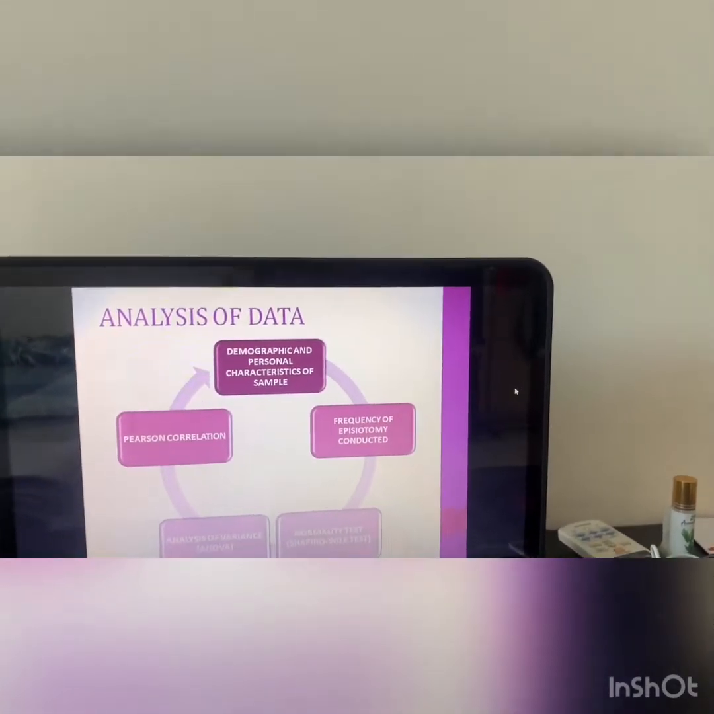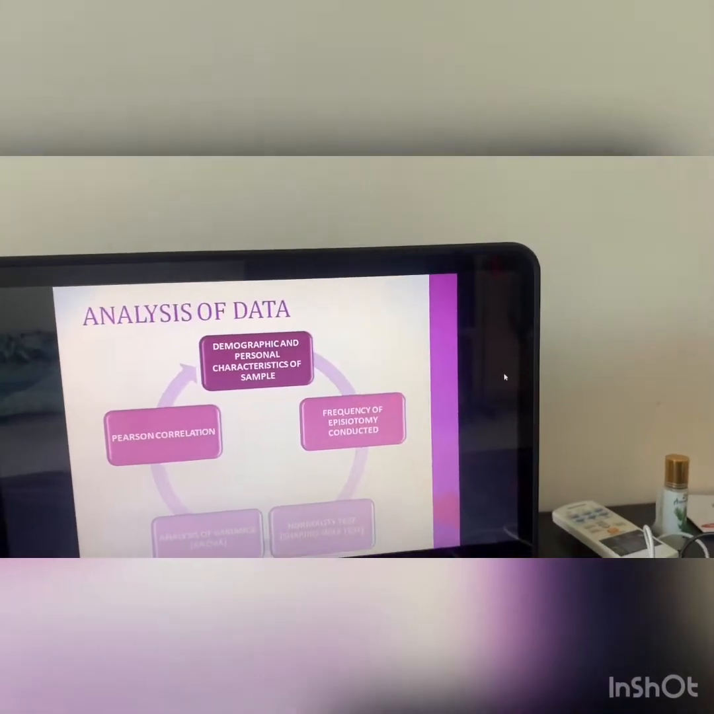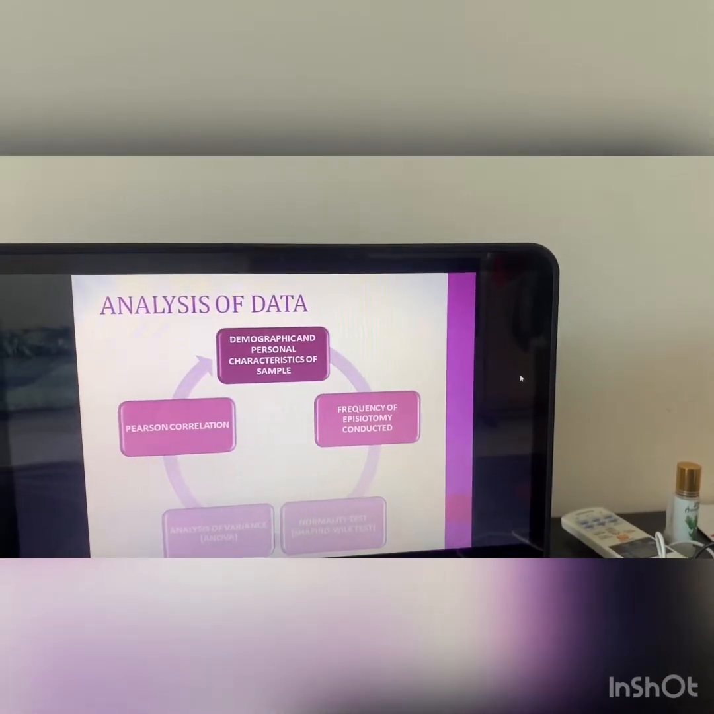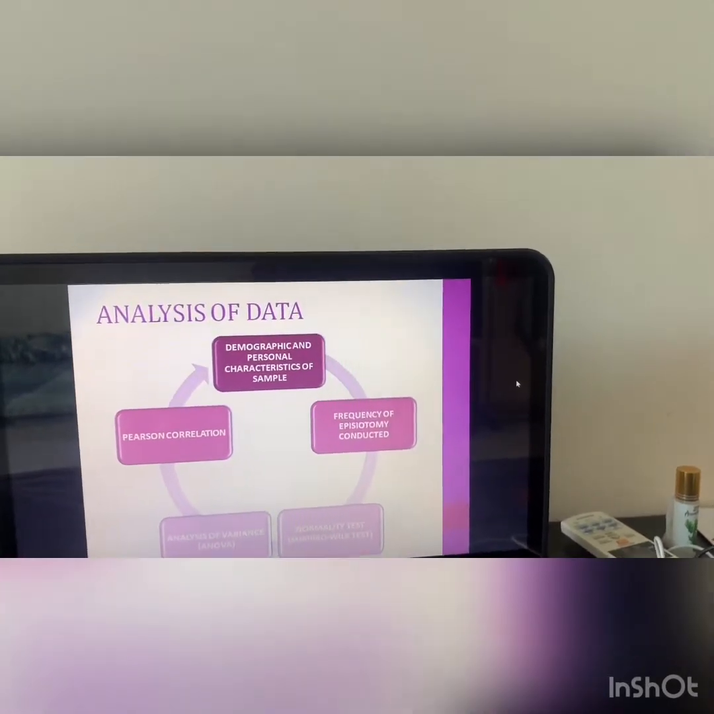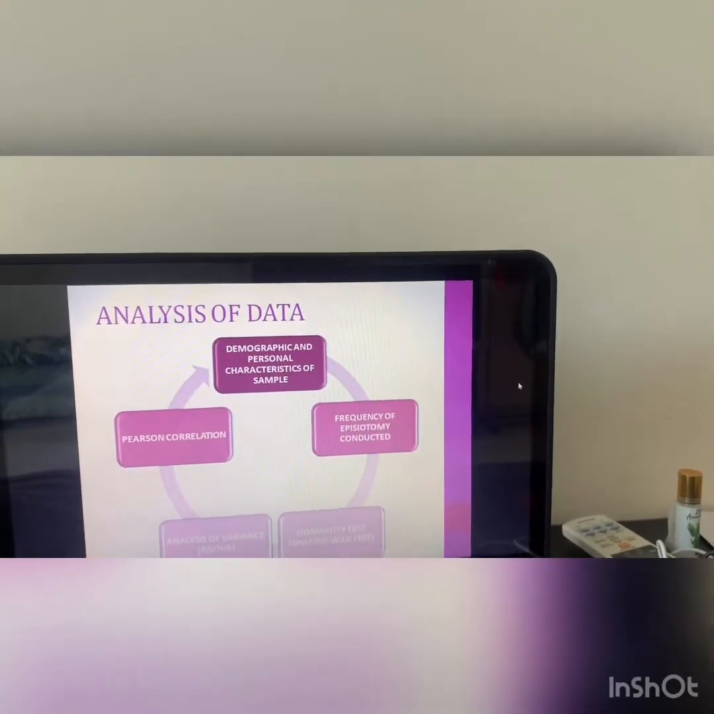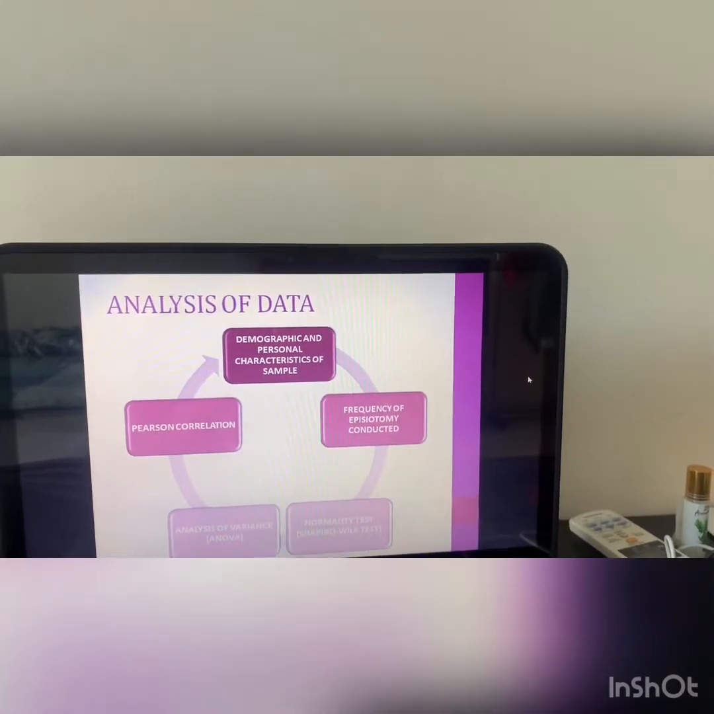Then the normality test, Shapiro-Wilk test. Normality test will be used to determine if the data set is well modeled by the normal distribution, and to compute how likely it is for the random variable underlying the data set to be normally distributed.